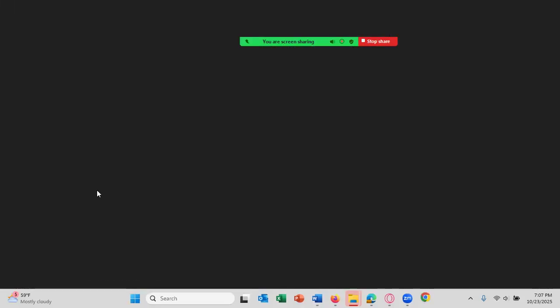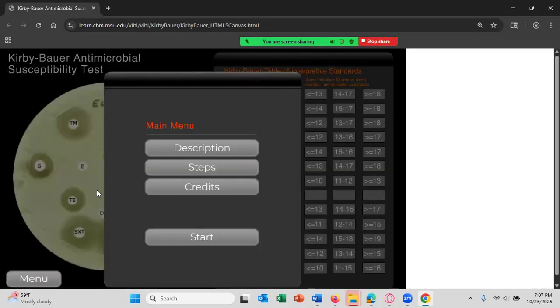The program may take a little while to download depending on how fast your internet connection is. I have a pretty fast internet connection. And then click on Start. You can click on Description, Steps, Credits, but once you do that, you need to click on Start to get the tutorial to really run.